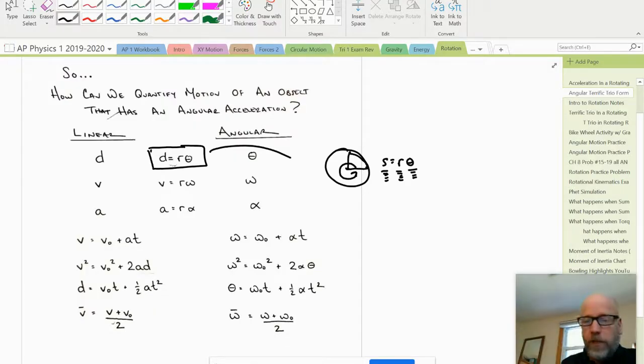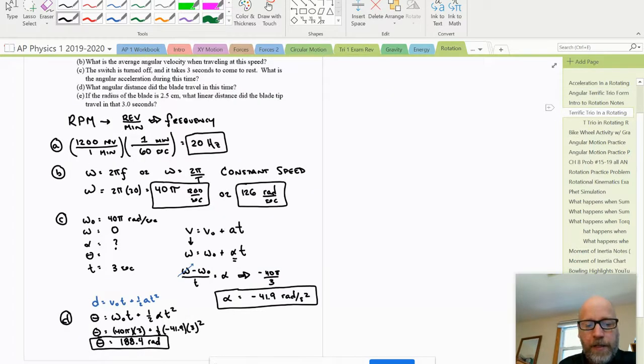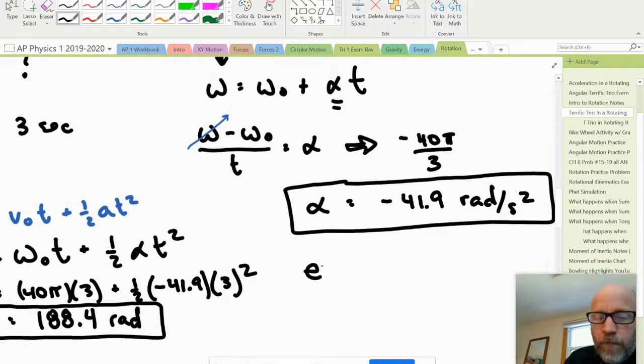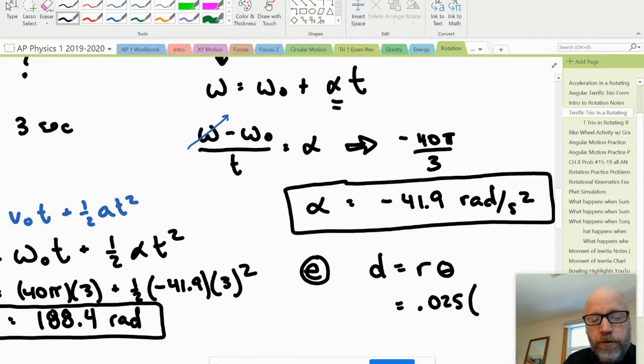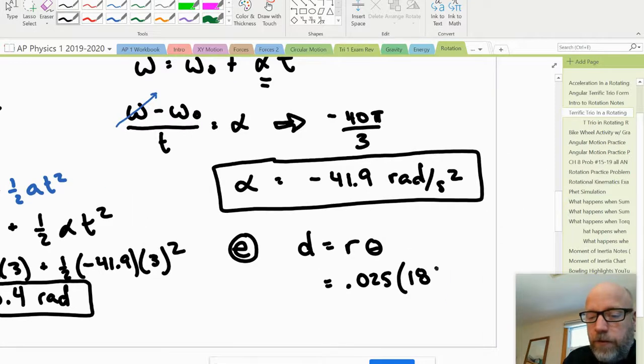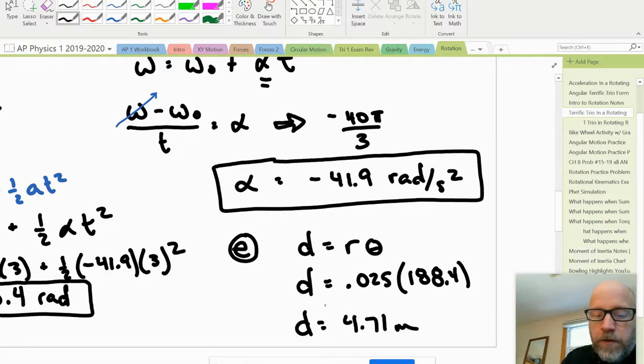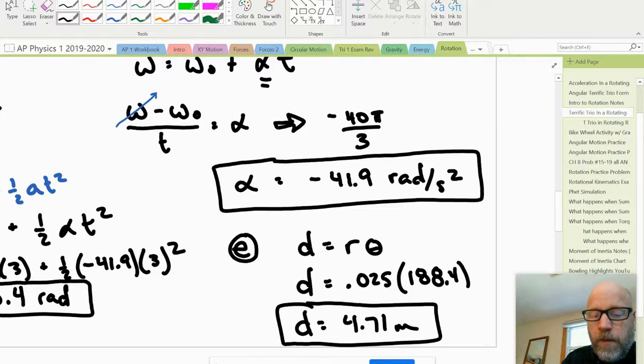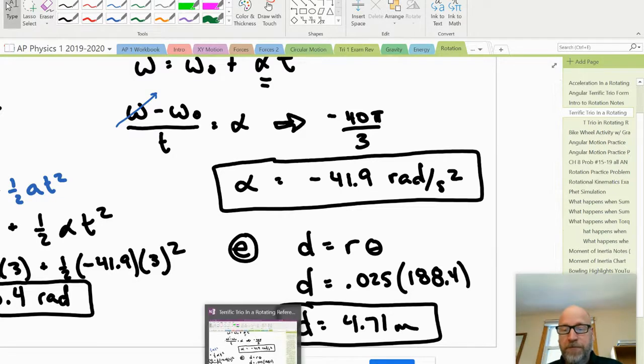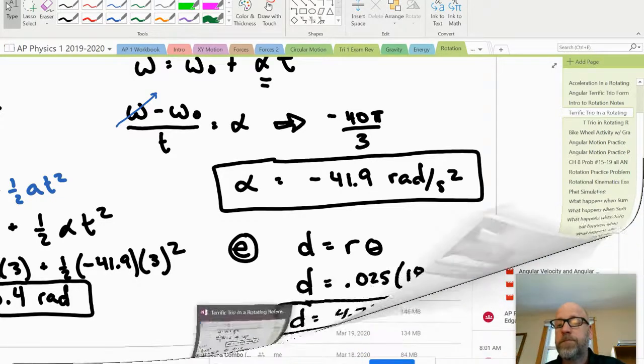So, let's plug it in. A, B, C, D, E is going to be d equals r theta, 0.025 meters times this angle, 188.4, and it traveled a linear distance of 4.71 meters. Check. Back. All right, good.